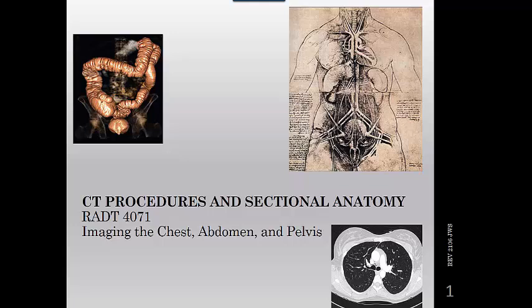CT imaging of the chest presents a unique challenge because of the continuous motion of the heart and vascular structures. Multi-detector CT technology has allowed the entire thorax to be scanned with thin sections during a single breath hold, making consistent high-resolution imaging possible. And the ECG synchronization with multi-detector CT is another valuable tool used to reduce cardiovascular motion artifact and improve image quality.